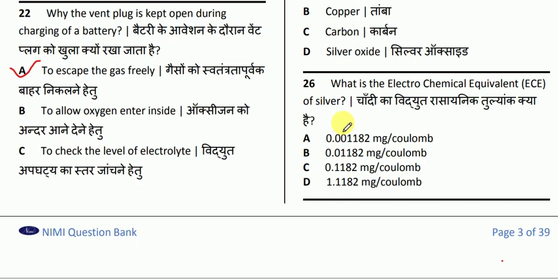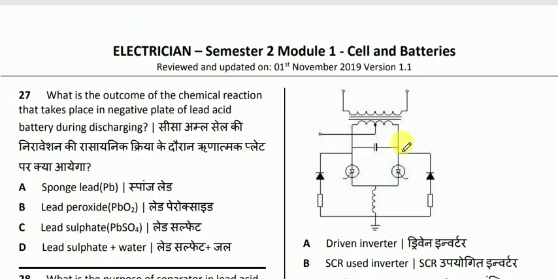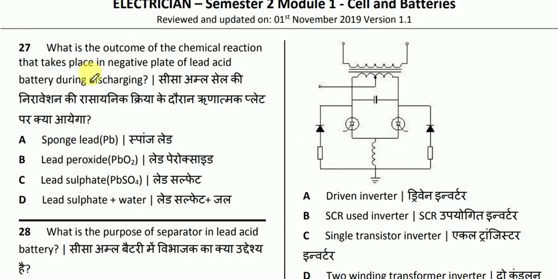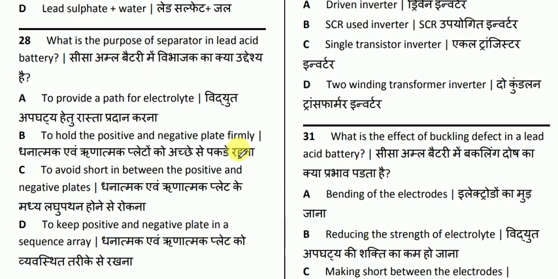Now coming to the 26th question. What is the electrochemical equivalent of silver? That is option D, that means 1.1182 mg per coulomb. Coming to the 27th question. What is the outcome of the chemical reaction that takes place in the negative plate of a lead acid battery during discharging? That is lead sulfate, meaning PbSO4.